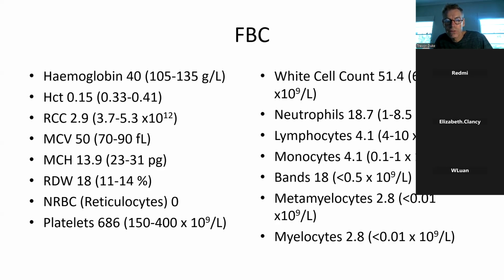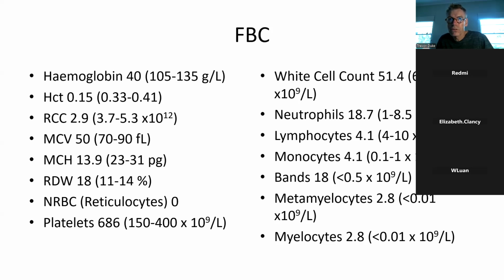Now, there's some other things you can see from this, and one is the NRBC. These are called nucleated red blood cells, and some laboratories report them as not NRBCs, but reticulocytes. And you would expect that in iron deficiency anemia, his reticulocytes would be very low, and they are 0. That is, the bone marrow is not making any red blood cells.